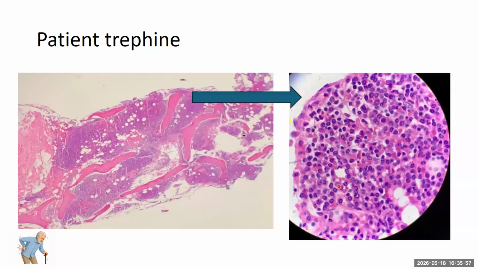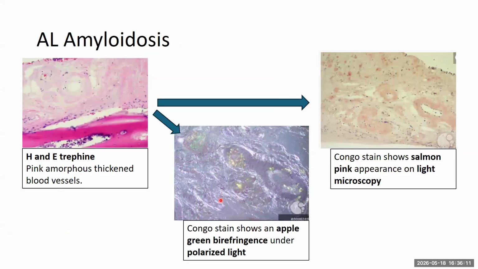It was noted that the sinusoids were increased, but there were no thickened blood vessels. We usually assess for thickened blood vessels as we want to exclude amyloidosis. So this patient did not have any thickened blood vessels, but this is an example of what we would be looking for. In this H&E trephine, we can see these pink amorphous thickened blood vessels as noted here. And we would then stain for them using a Congo stain.